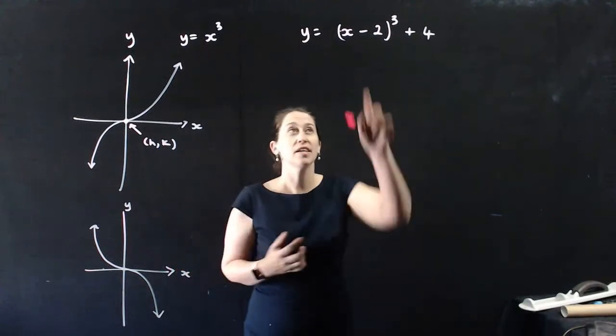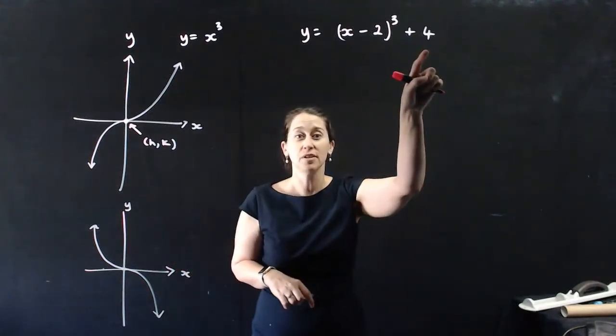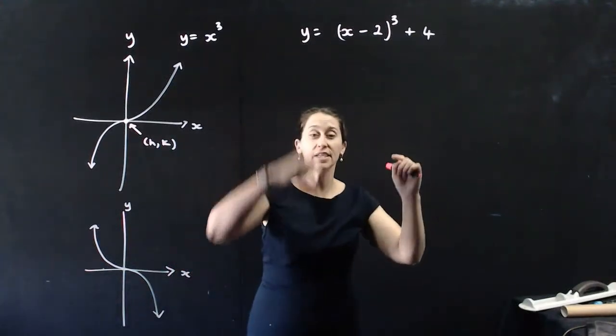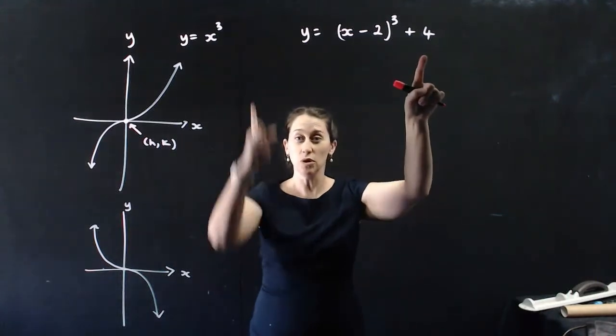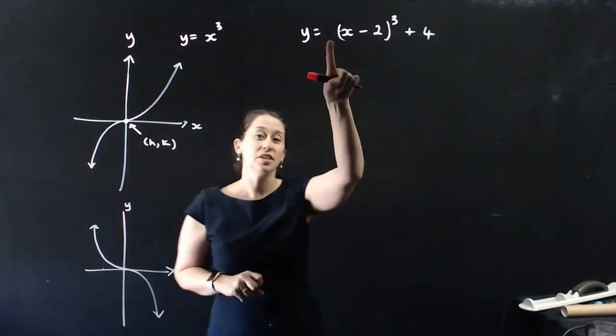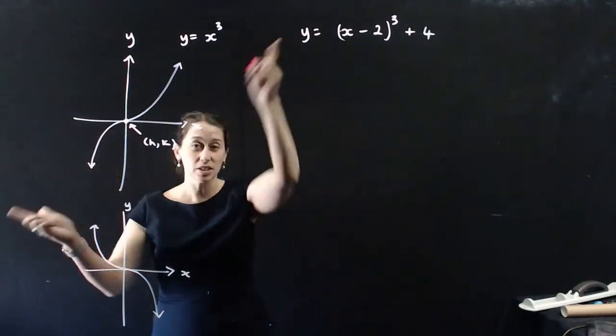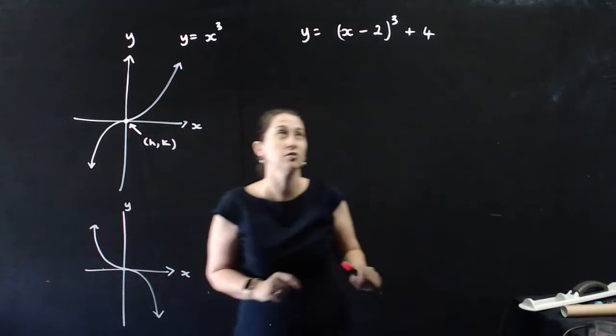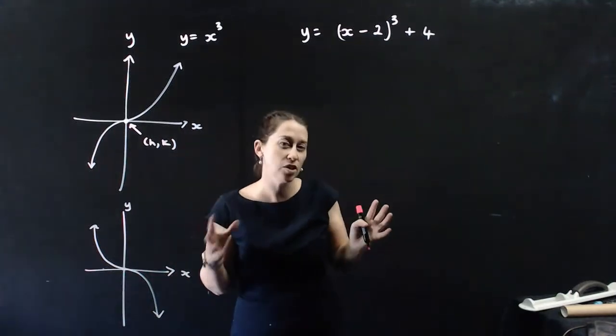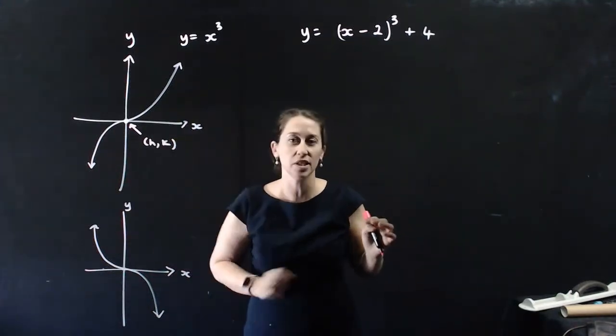So what we notice here is there's been a horizontal shift of 2 places in that direction and a vertical shift of 4 up in that direction. Also, the value of a is positive. It's a 1, but it's positive, so we're dealing with a positive x cubed graph going in that direction. So it's a really good idea to know whether it's positive or whether it's negative.